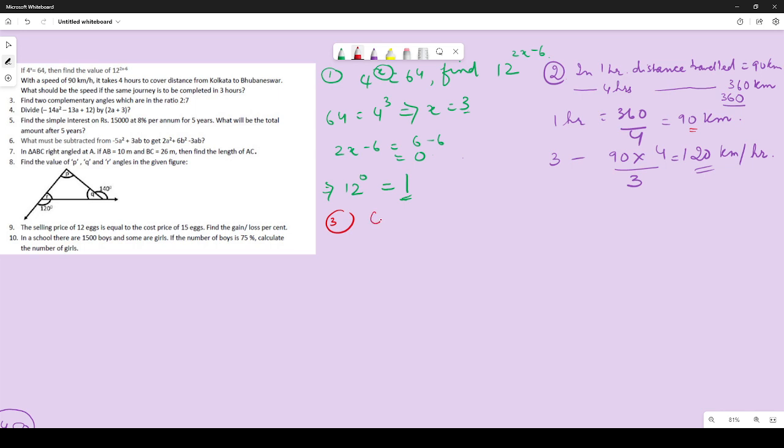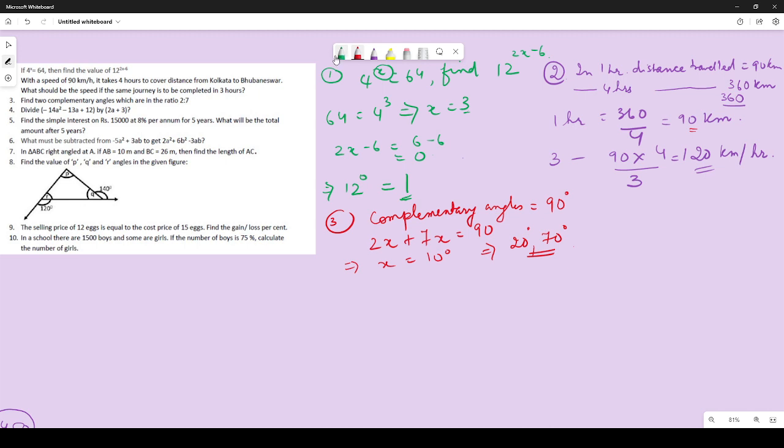Now we know that complementary angles, their sum is equal to 90 degrees. So if they are in the ratio 2:7, this means 2x plus 7x is equal to 90 degrees. This gives us x as 10 degrees and the respective angles would be 20 degrees and 70 degrees. That would be your answer to it.